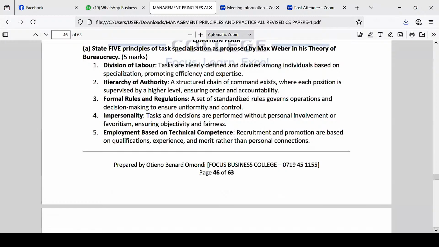See, Max Weber is coming up again. So principles of what? Of task specialization. So Max Weber advocated that what? People should do what they're specialized in. That's called task specialization. You must do what you're specialized in. If you've done accounting, do accounting work. If you've done procurement, do procurement work. So Max Weber was advocating that people should be put in areas that they are conversant with and areas that they have information or knowledge in. That is what Max Weber was advocating for.